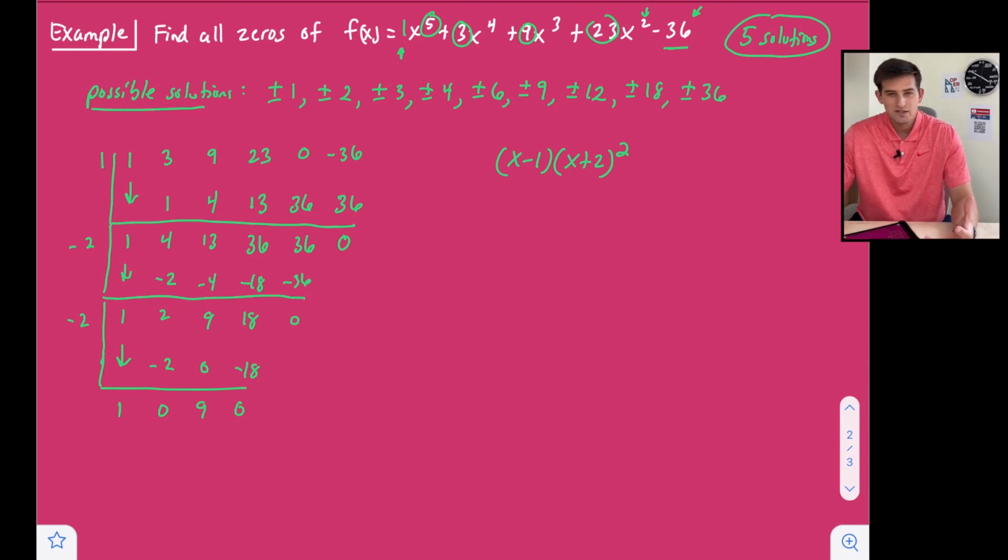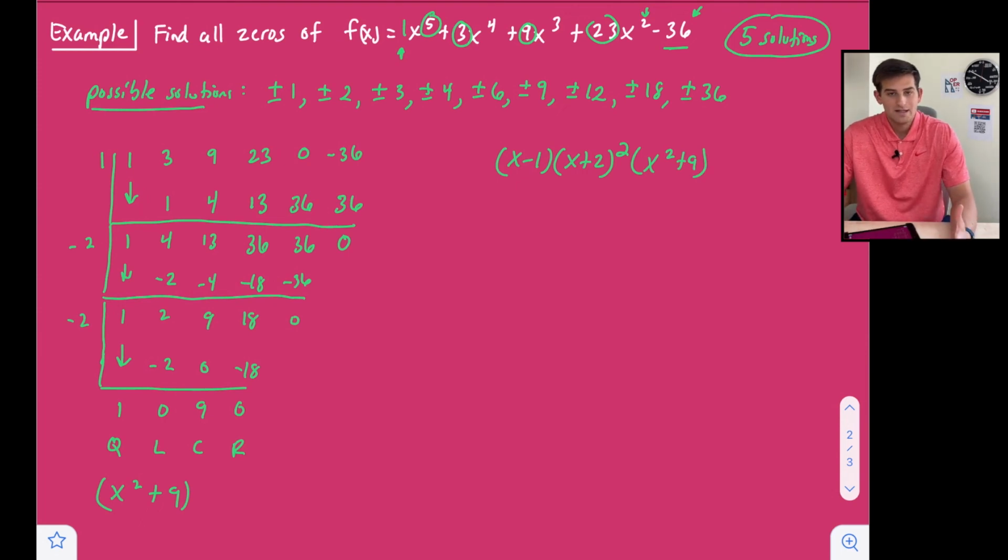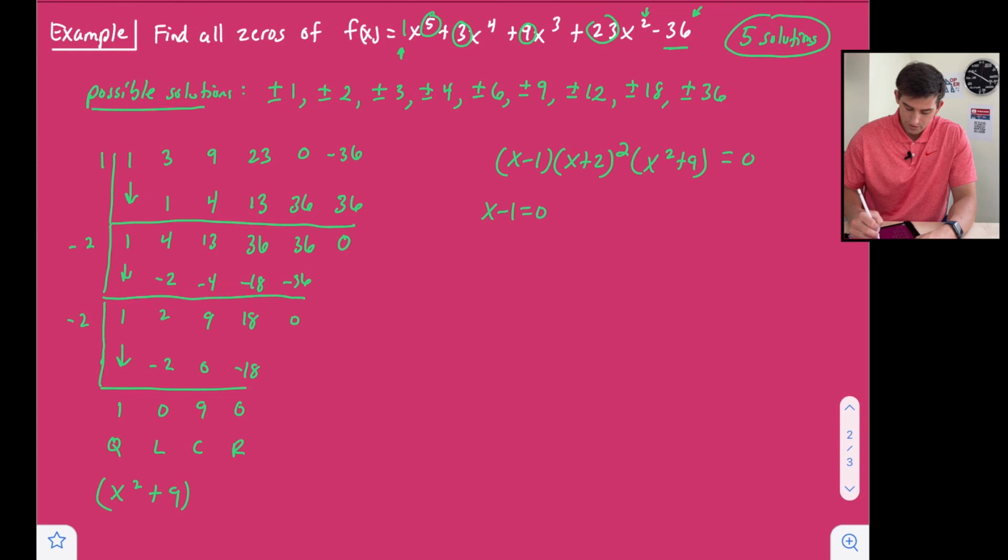And now we could continue on, but notice what we have as our remainder. This is our remainder, this is our linear term, this is our constant term, our linear term, and our quadratic. So now we're left with x squared plus 9 as a factor, and so we can write that up here. Okay, and so we now can set all of these 3 factors equal to 0 to find our possible solutions. So x minus 1 equals 0, so we get x is equal to 1.